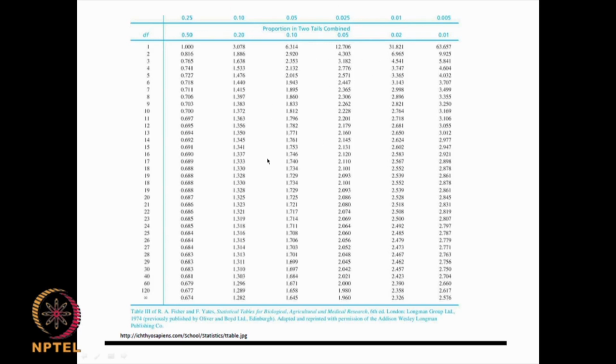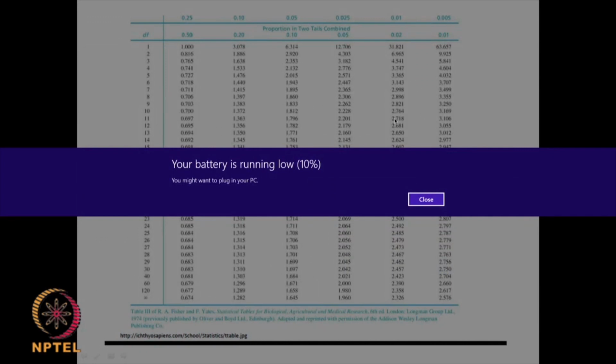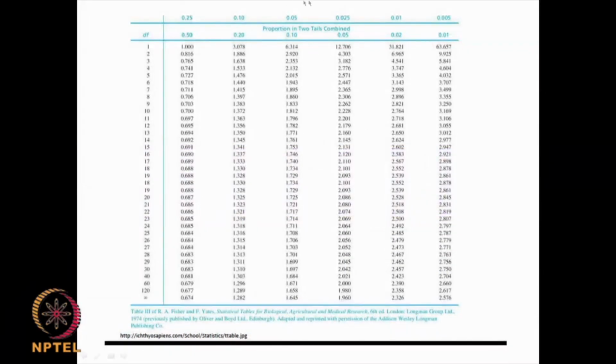You calculate t from the equation, and then you compare that with the t in the table for different degrees of freedom, and then you say whether the t calculated is greater than the t table. If it is greater, then you can reject the null hypothesis, but if t calculated is less than the t table, you cannot reject the null hypothesis.